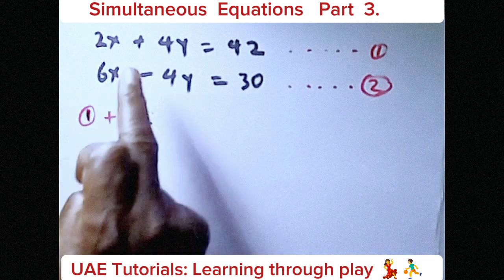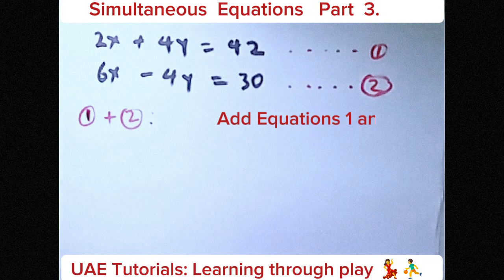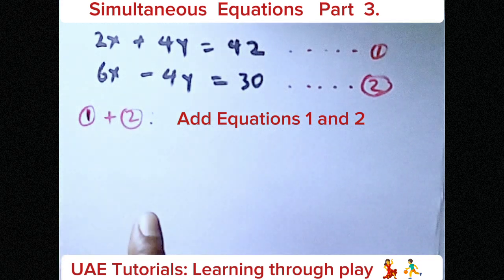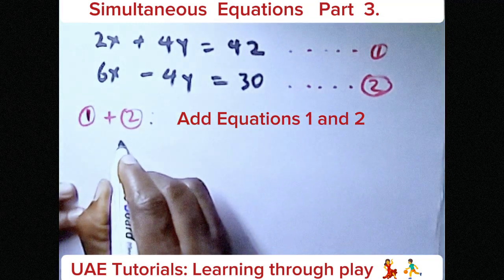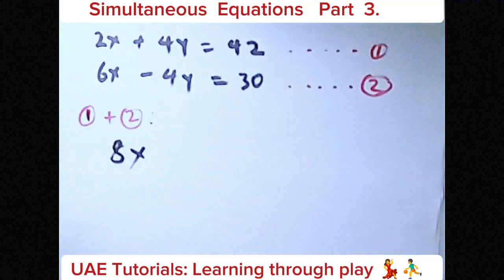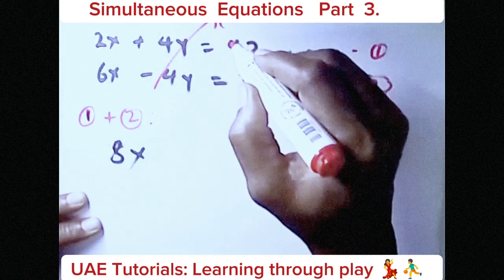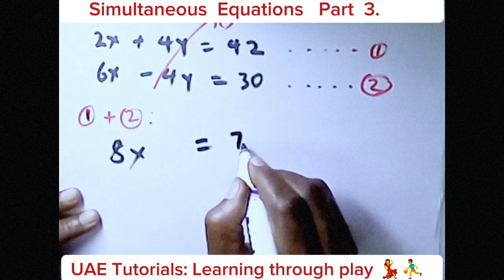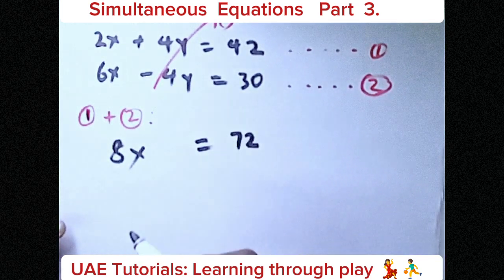We look at the signs. This is plus 4y, this is minus 4y, meaning if we add these 2 equations, y will disappear. So that's the first operation we're going to perform, equation 1 plus equation 2. So 2x plus 6x gives us 8x. Plus 4y minus 4y will go away. And then 42 plus 30 will give us 72. Now we have 8x equals 72. We have successfully eliminated y.